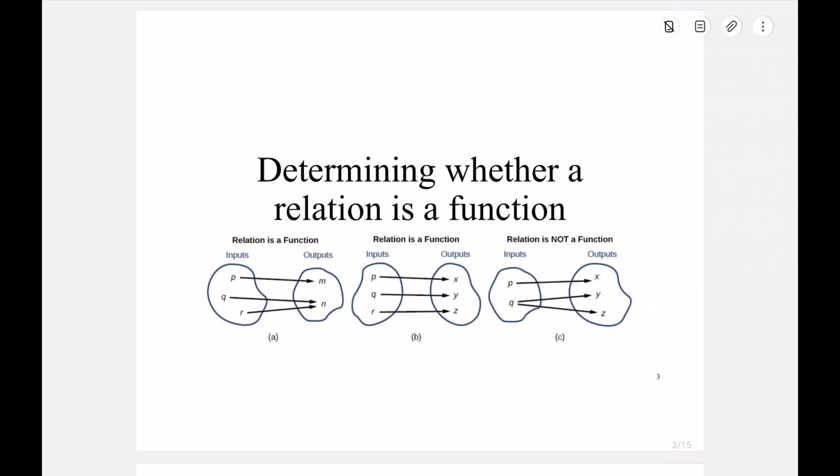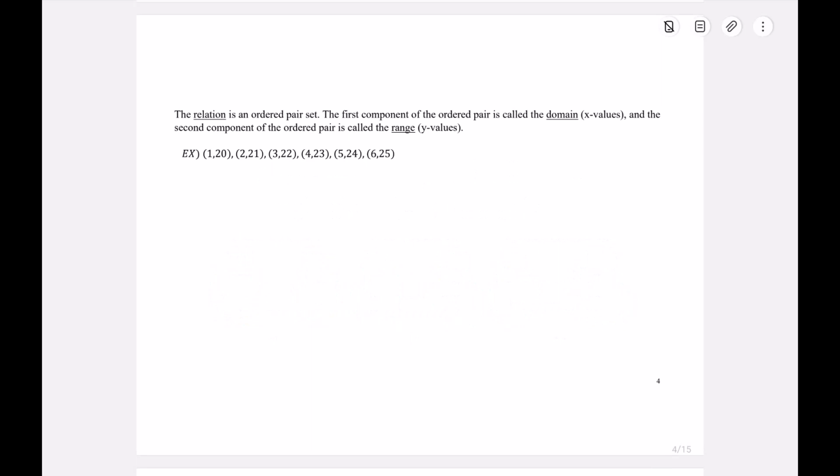So first, we're going to start with determining whether a relation is a function. And so let's start talking about what a relation is and what a function is. So we can see that a relation is like an ordered pair set. And within the ordered pair set, we have the first component, which will be your domain or your x values. And we have a second component in the ordered pair that is your y values, which is the range.